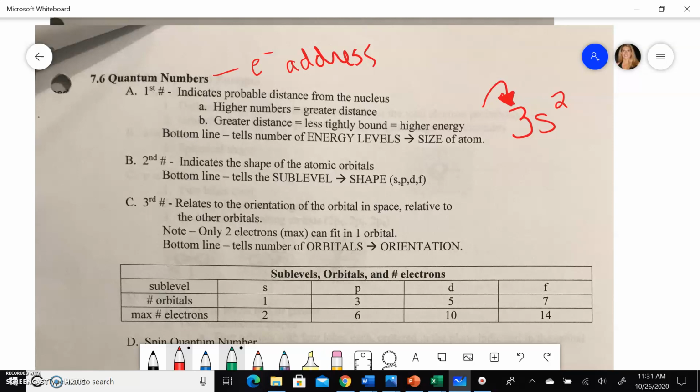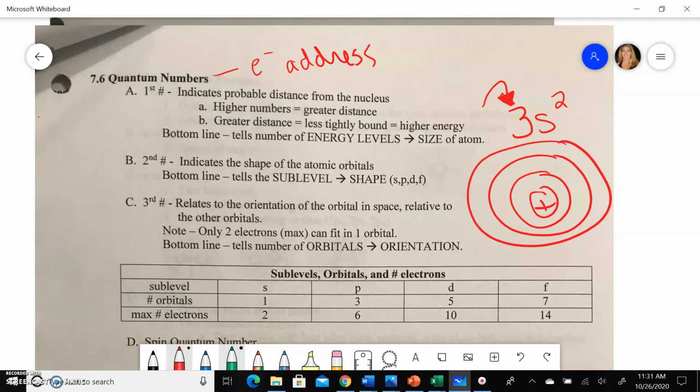I picture them as circles, but they're not all circles, and I'll show you what the shape is in a minute. But if you can just picture them, like here's the nucleus. If we're doing a sphere, here's the 1st region, the 2nd region, the 3rd region. So that tells us the distance from the nucleus.